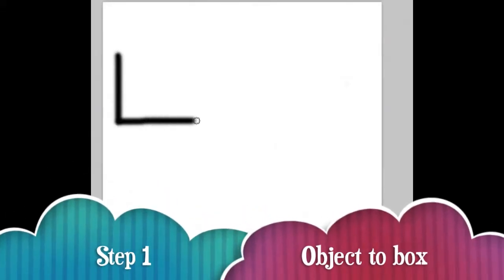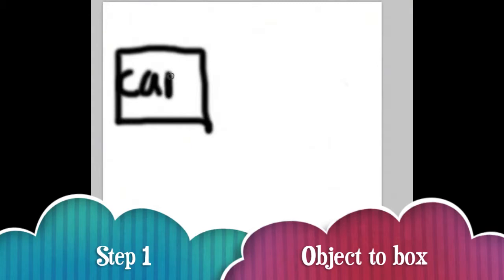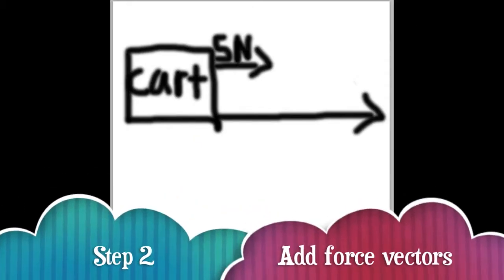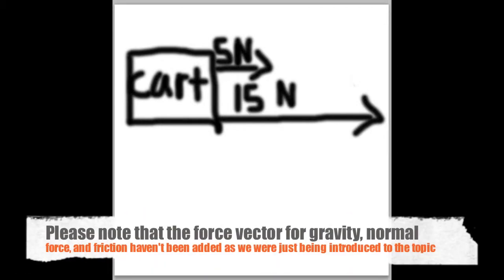The first step is really simple, because all you have to do is turn that object into a box. The next step is to add in the force vectors. In this example, we already added the 5 newtons of the person pushing the cart, and then we add in the 15 newtons of the cart actually moving. Don't forget to make sure that all your force vectors are within scale of each other.